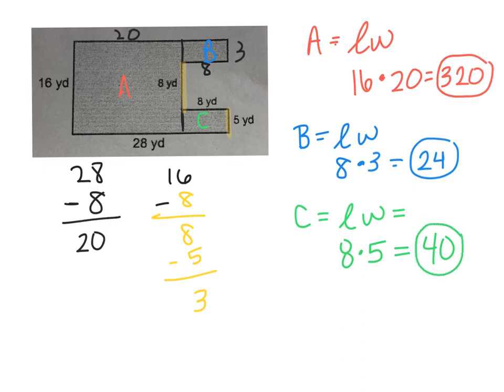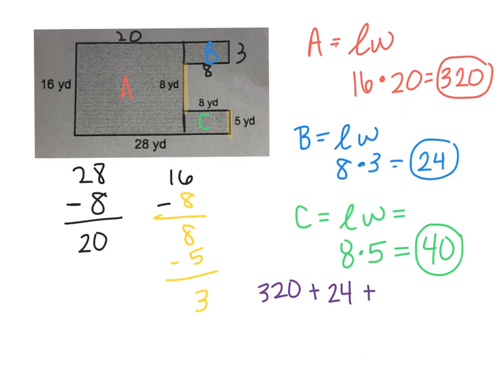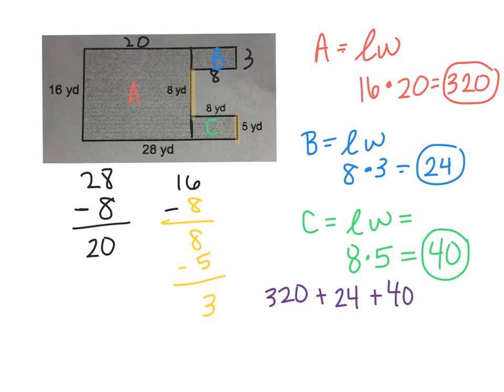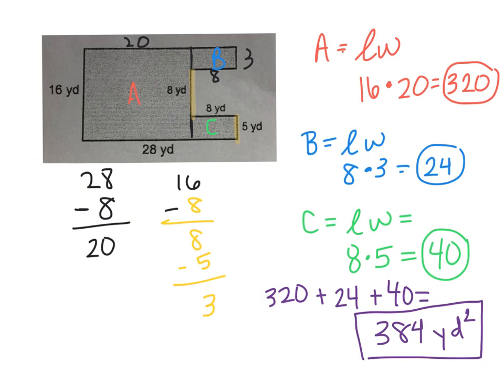Once I find all my pieces, then I just add them all up. So I've got 320 plus 24 plus 40, which gives me 384. This time they did tell me it was yards, so yards squared. And that is my final answer for this second shape.